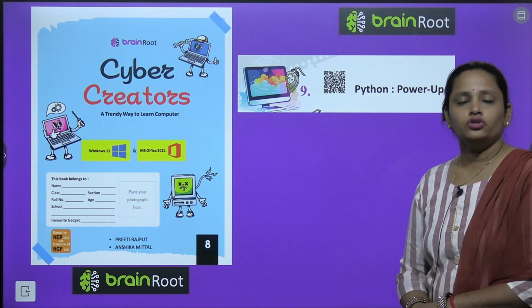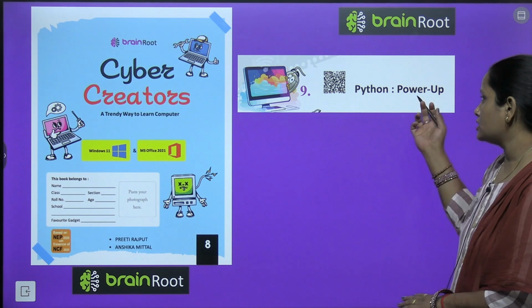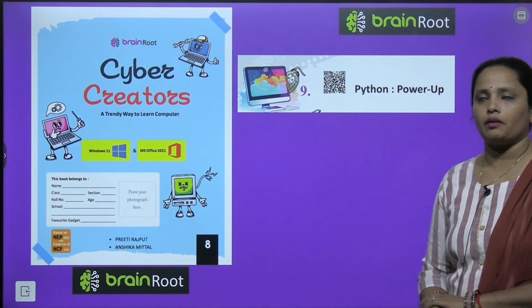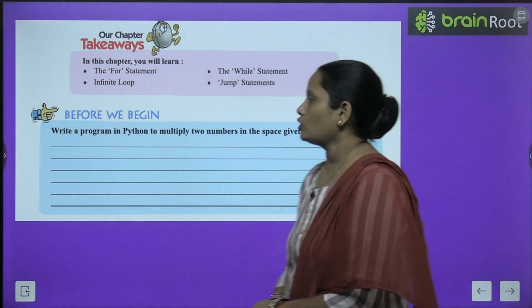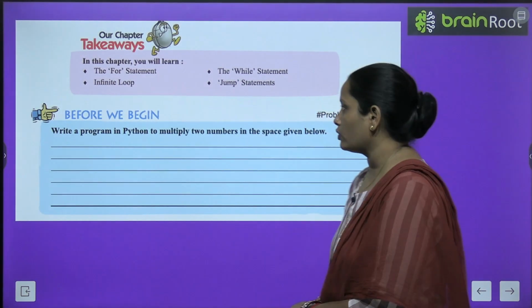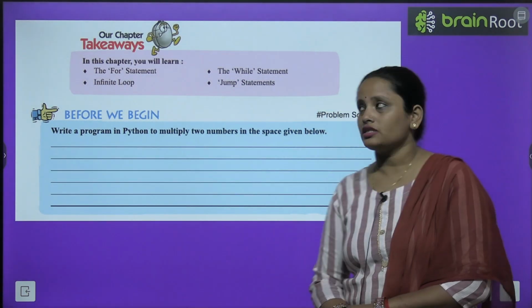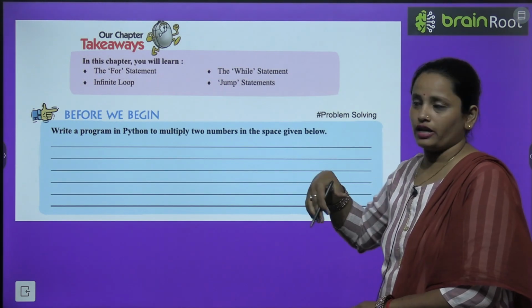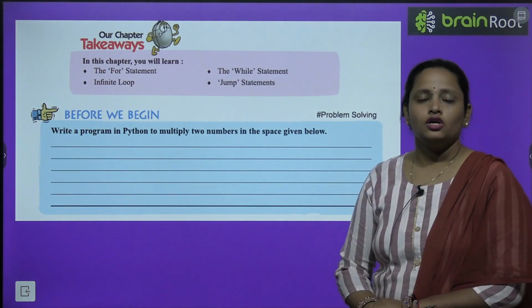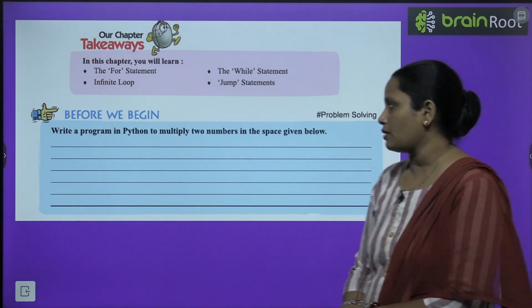Today we are going to do chapter number 9 and the name is Python Power Up. So Python is a language, as you all know. Let's see what all we are going to cover in this chapter. We are going to learn about the for statement, the while statement, infinite loop and jump statement. So these all things we are going to cover in this chapter.